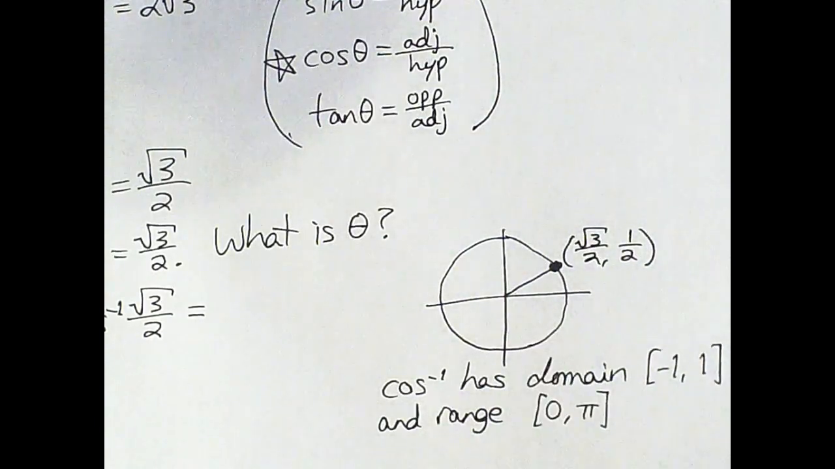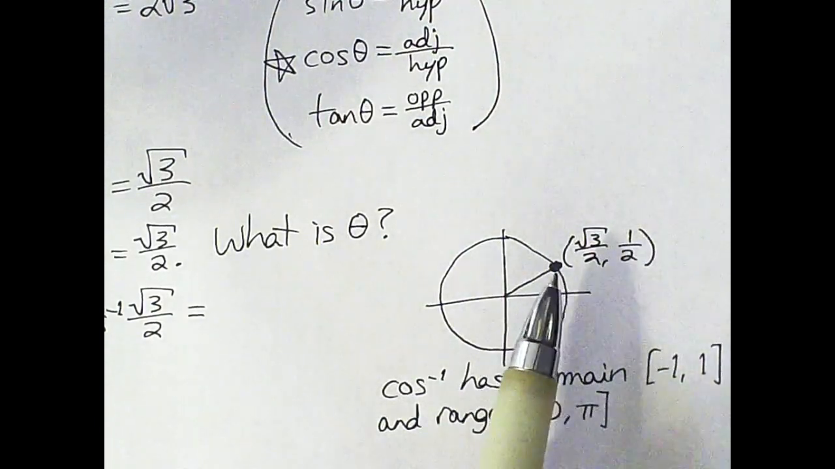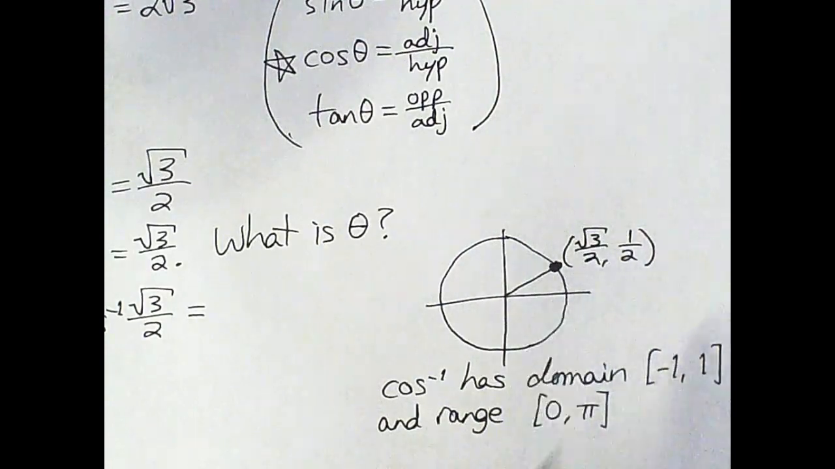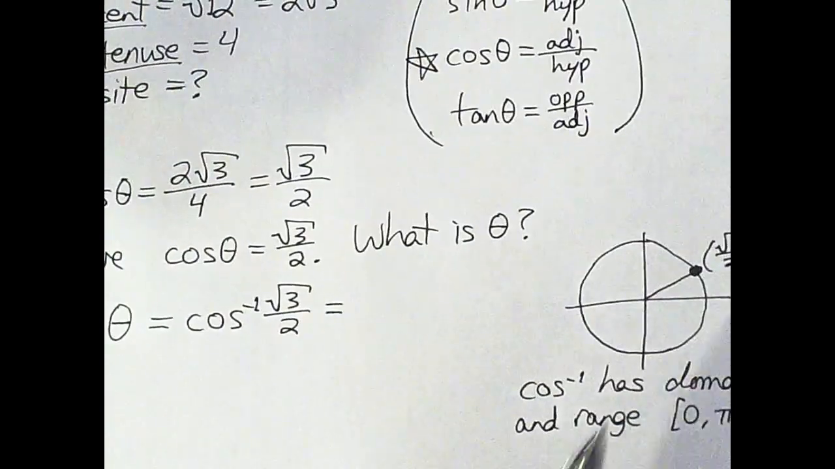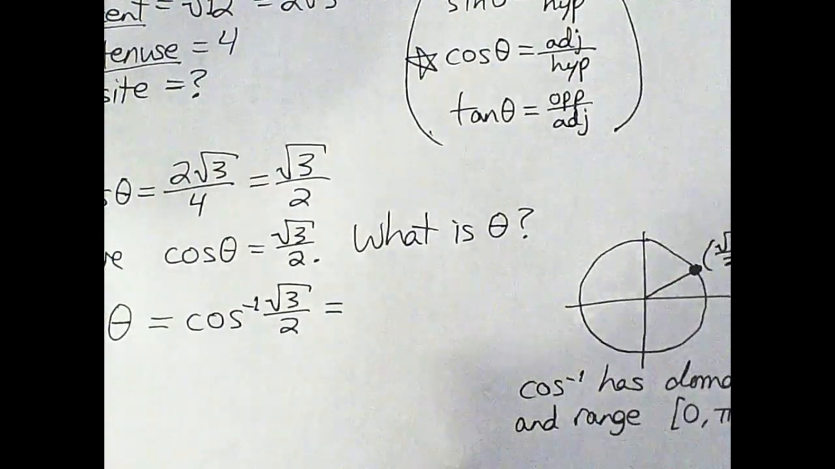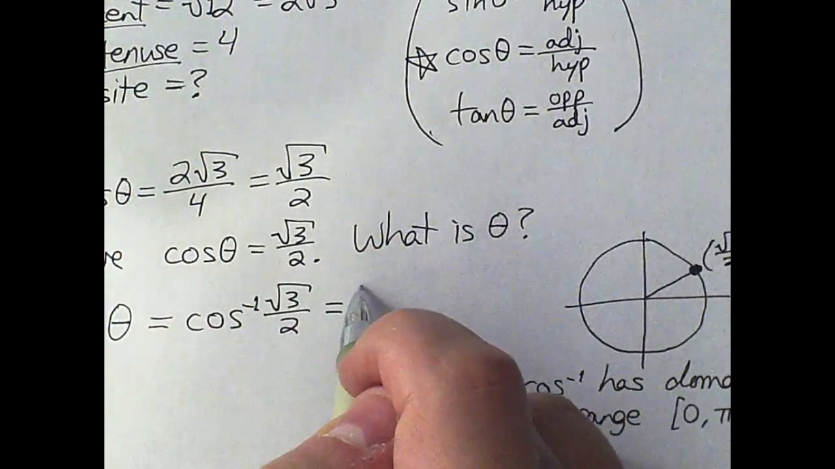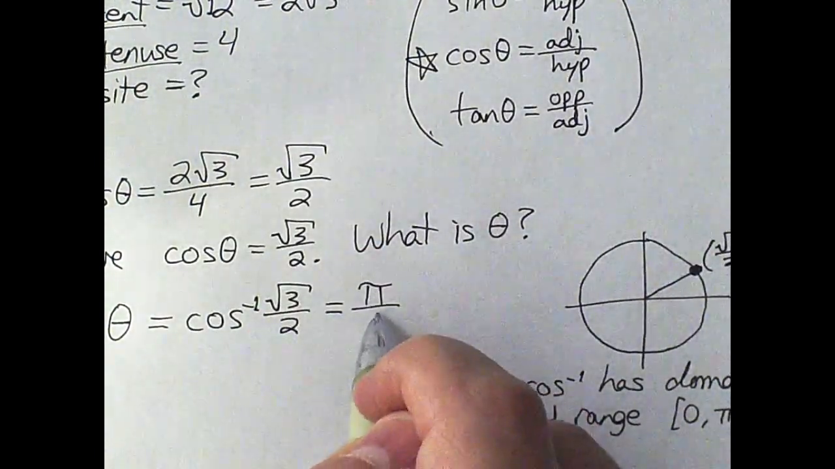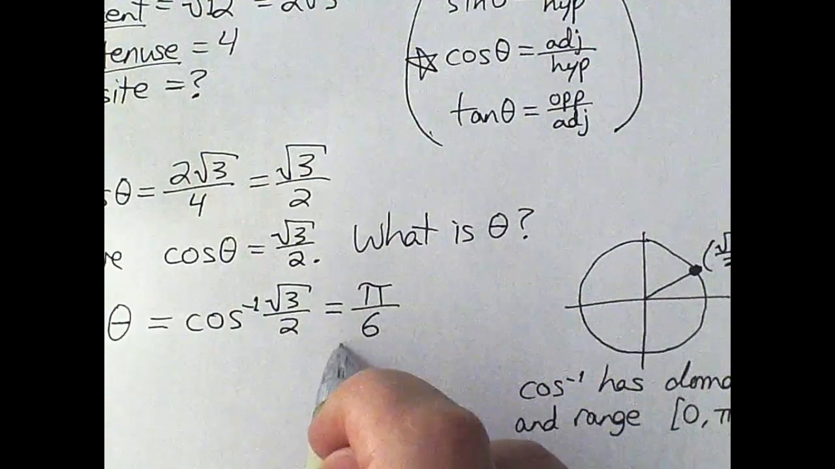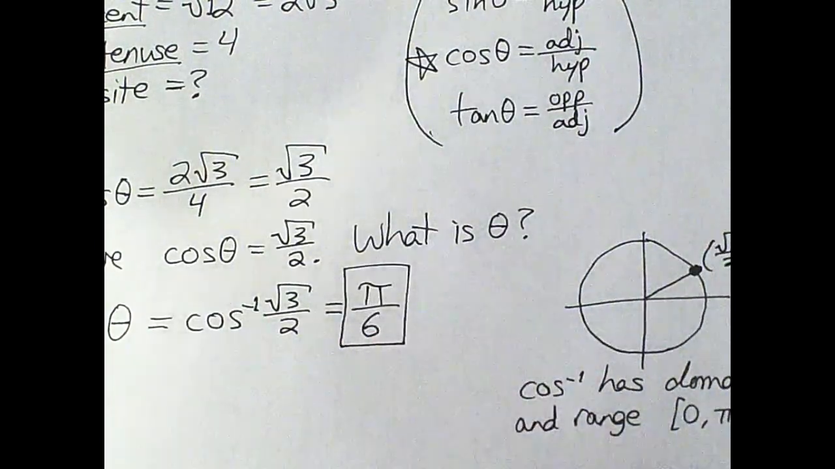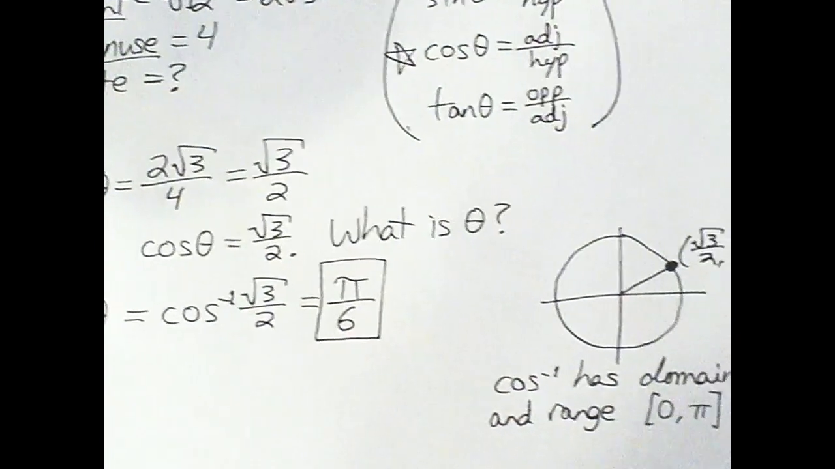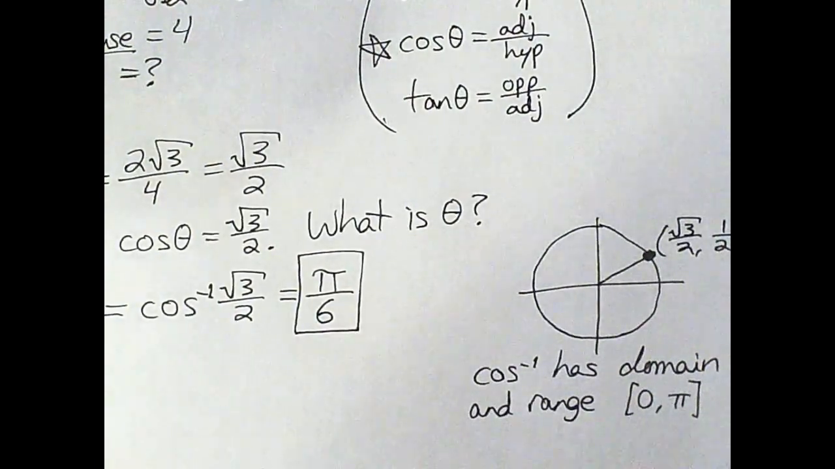So we just say, all right, what theta value does this? What theta value does this? That looks like a familiar common one to me. I'm going to say that that is pi over 6. Notice that that is in the correct range.